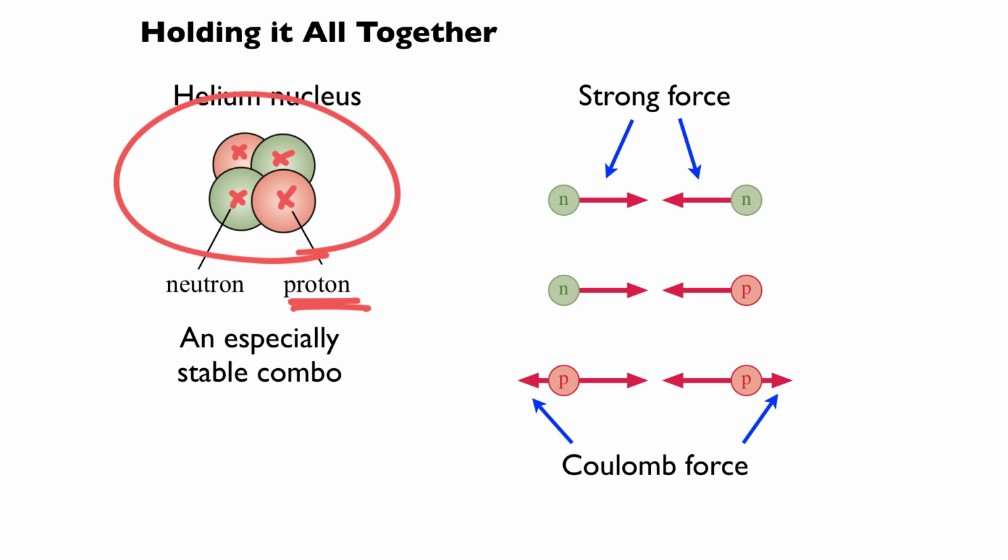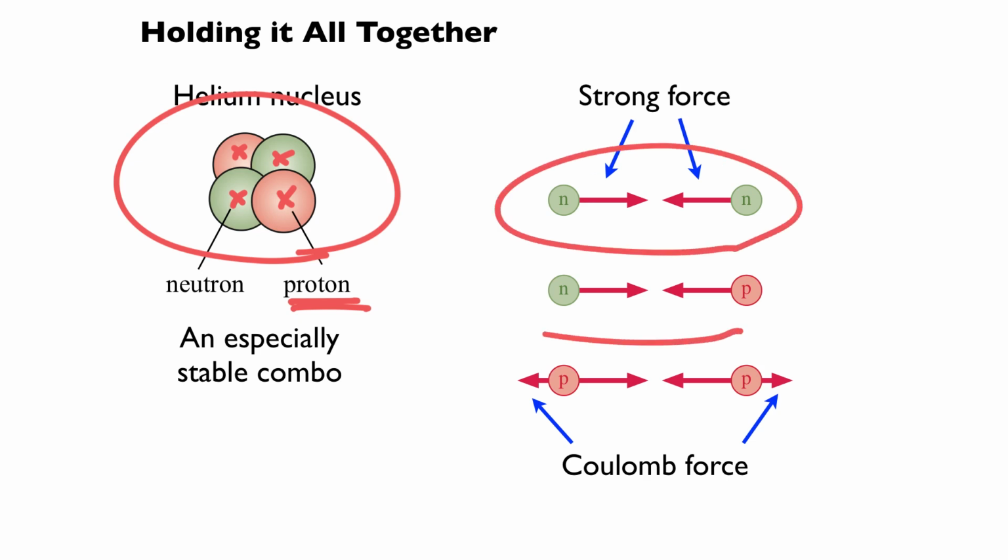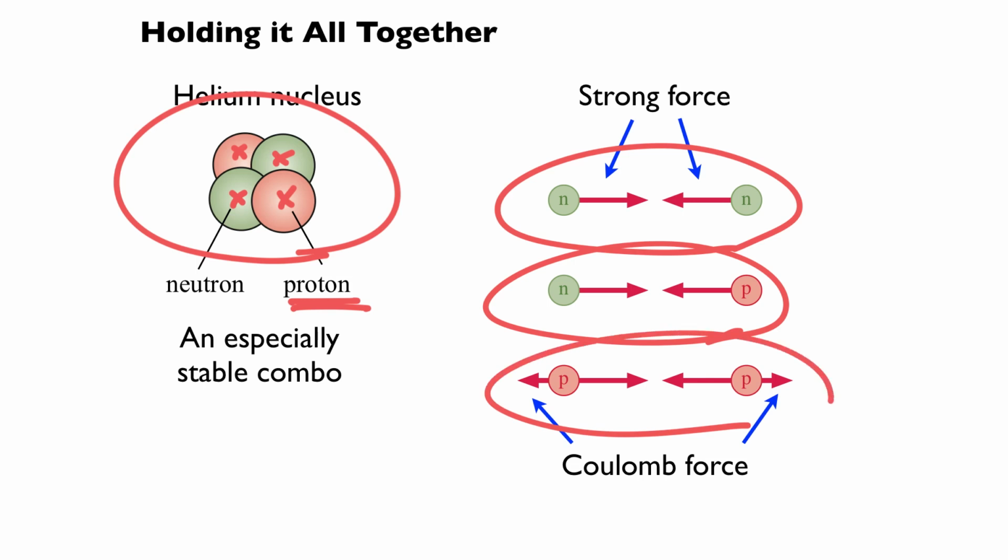But there is a force called the strong nuclear force that holds together any 2 nucleons. So neutrons attract each other, neutrons attract protons, protons attract protons. Now protons also repel each other because of the electrostatic force, but that is dominated by the strong nuclear force. The only problem with the strong nuclear force is it's a short range force, and that has implications for some larger nuclei, as we will see.